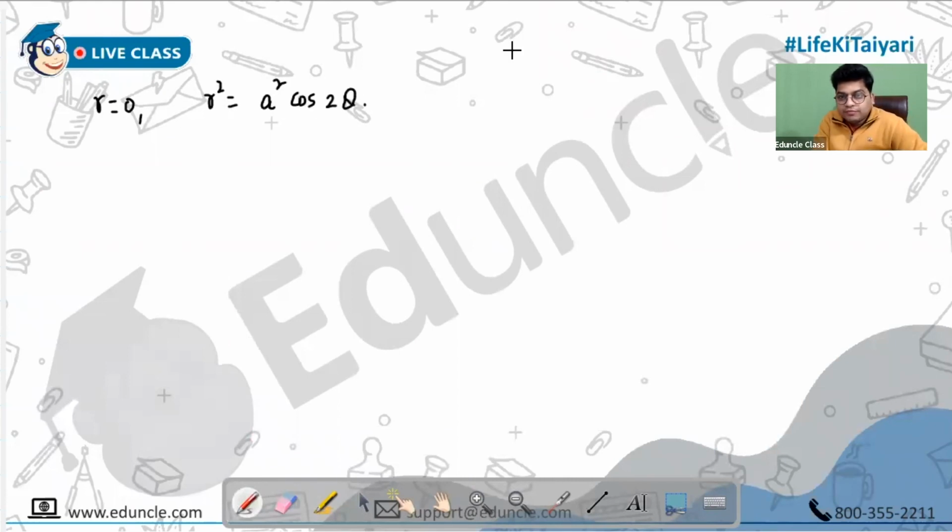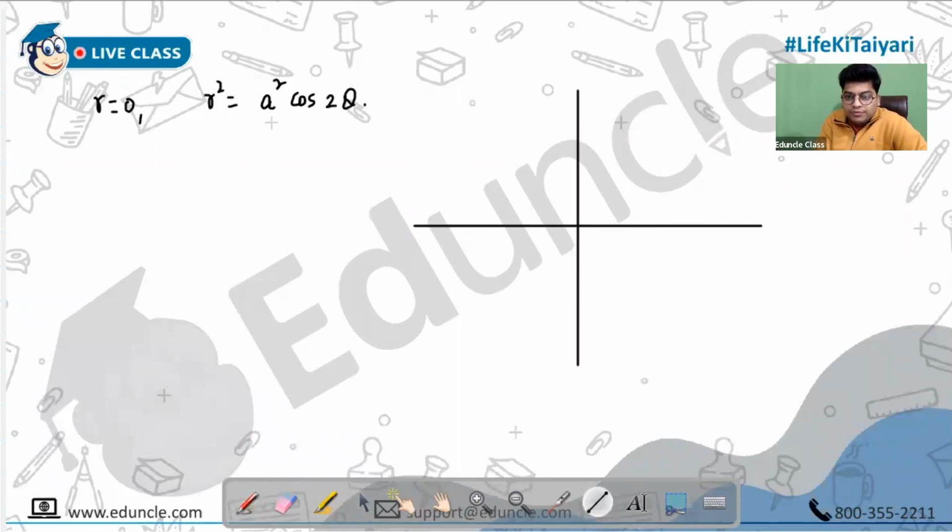Now can you draw the graph of this? If you can draw it, then you will also remember that this is one of the curves. See, when theta is 0, r square is equal to a square, r is equal to plus minus a. When theta goes at an angle like this, the curve will go in this side. So I am just telling you how to do the curve tracing of any unknown curve.